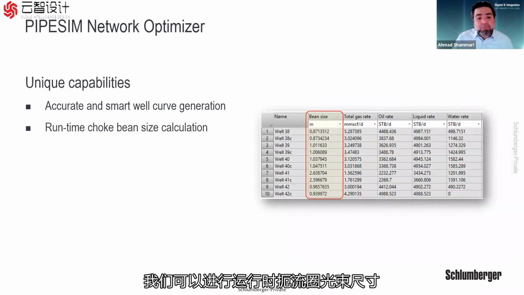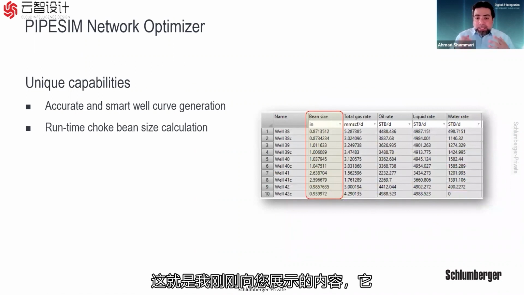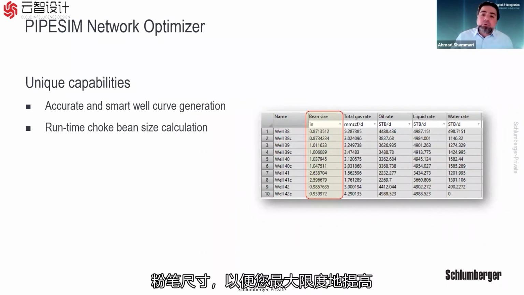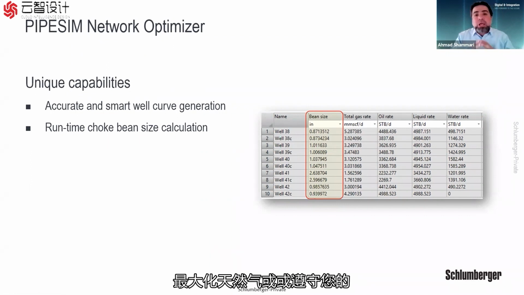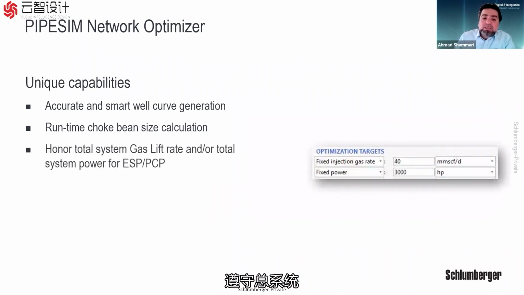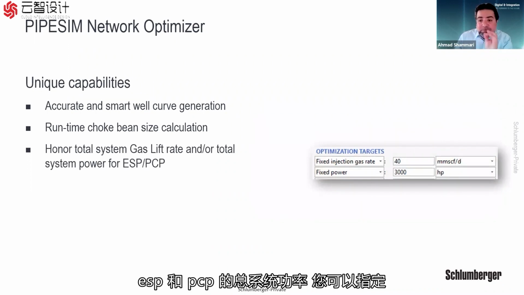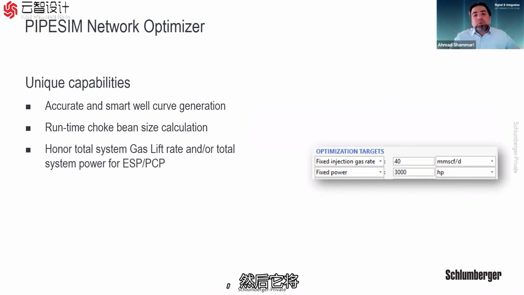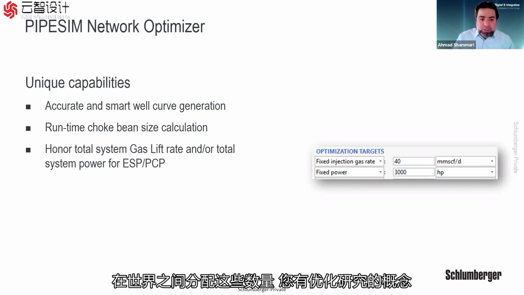We can have runtime choke bean size calculation. So this is what I just showed you. It tells you the required or the optimum choke bean size, right? The recommended choke bean size in order for you to maximize oil, maximize gas, or honor your constraints, for example. Okay, and then you can publish back to the network simulation. You can honor total system gas lift rate and/or total system power for ESP and PCP. You can specify what is the total artificial lift quantity, and then it will distribute the quantity among the wells.